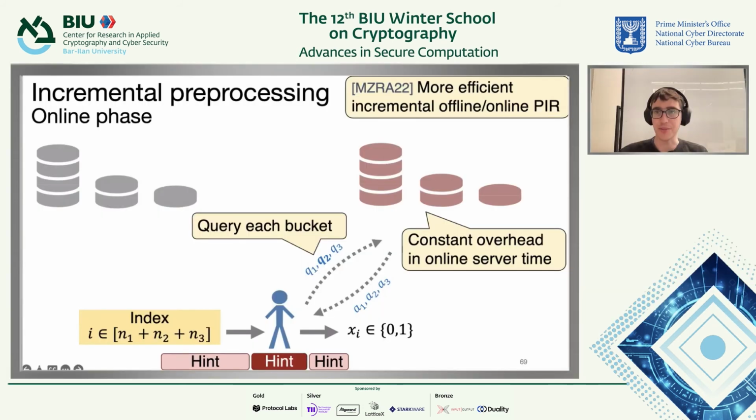Great. Okay, and I should mention, if we don't like the logarithmic factor, there's an upcoming paper from, I think, Sebastian Angel's group that develops a more efficient incremental offline-online PIR. I think it's going to be in Usenix this summer.